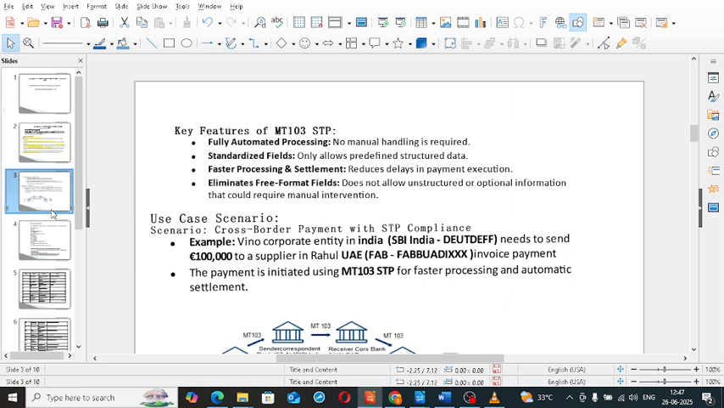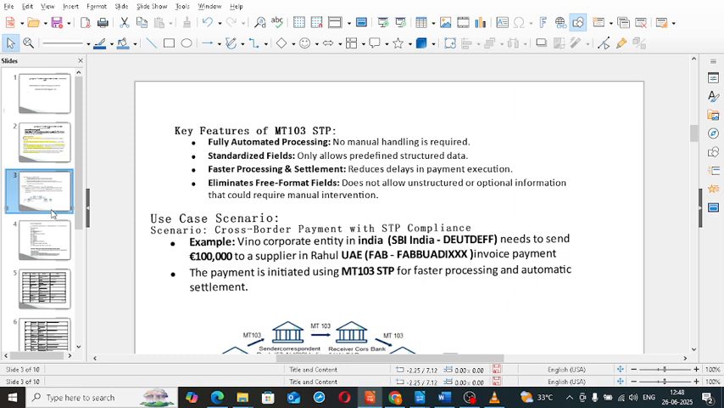Eliminating free format fields. Free format means, suppose the remitter information field is 77. In MT103 you can give 121 characters or an unstructured format also. But in MT103 STP you can give only the structured format. Structured format means the database side, mapping table side, staging table side, and all backend processes are predefined and structured. So it eliminates text format related issues, and there is no free format.